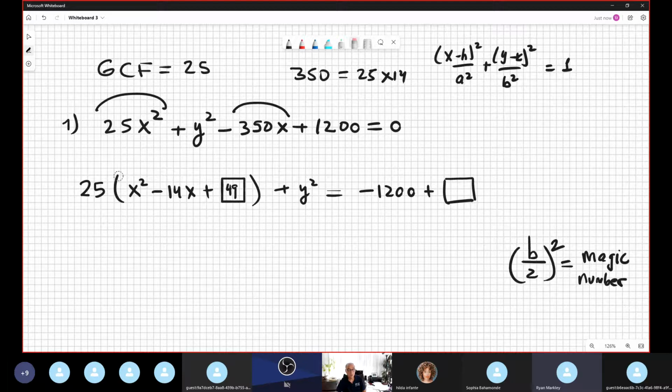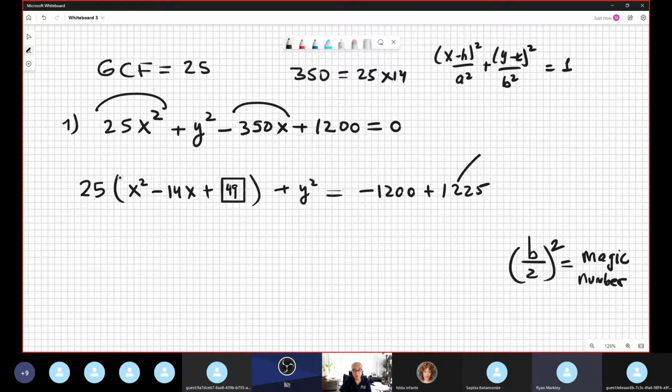Oh, be careful, because I forgot this box. And this box is not necessarily equal to 49, because 49 is inside the parenthesis, multiplied by 25. So actually, I copy 25 times 49. Let me erase this. This is 1225.